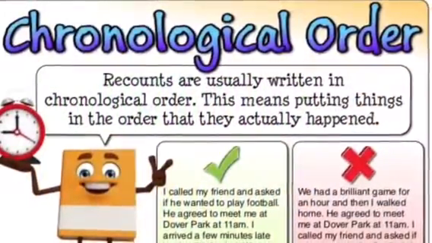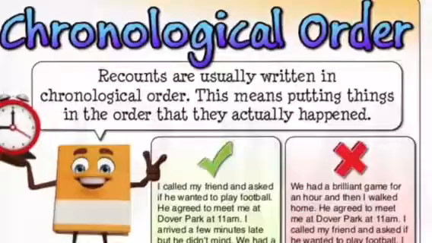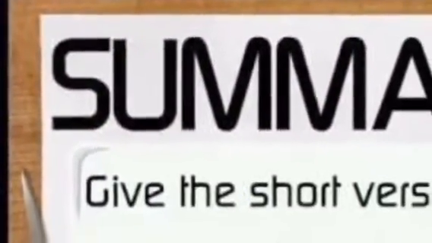If you're recounting something, you're telling it in chronological order. Summarizing is explaining the short version. Get to the point.